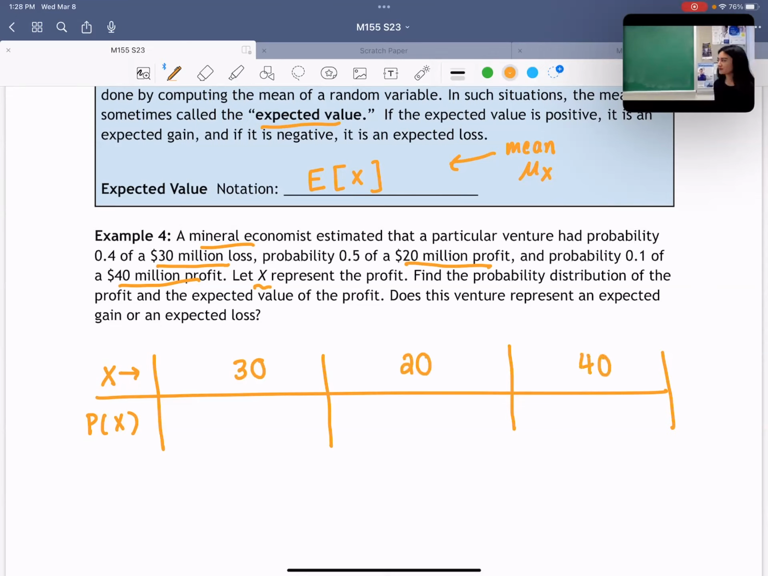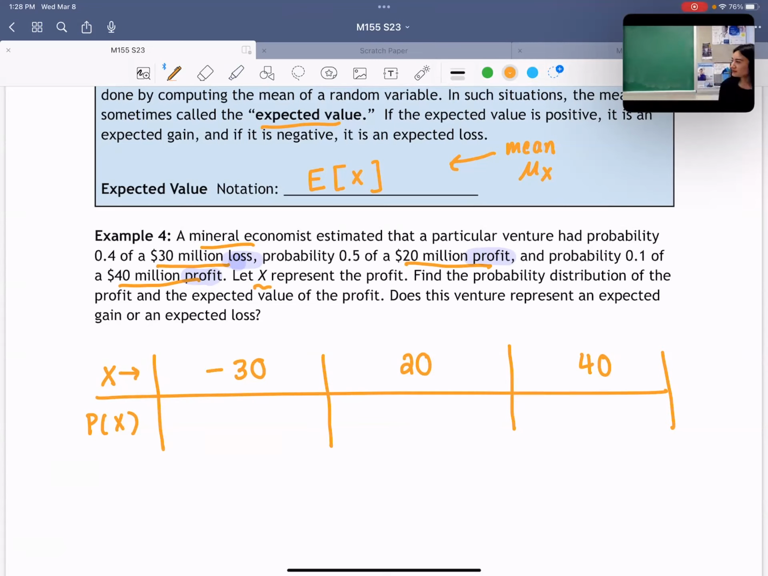Now, when I wrote this out, I actually made a mistake. Does anyone recognize the mistake? You see it? The loss or a profit, right? One of these numbers has to be negative, right? Because a $30 million loss is different from a $30 million profit. To make the difference between a loss and a profit, whenever we're losing something or decreasing something, that means a negative number. So if it says a loss, negative; if it's profit, it's going to be positive.